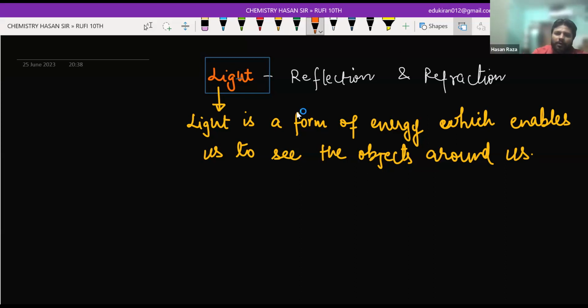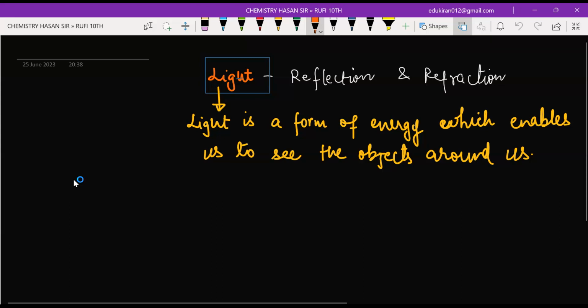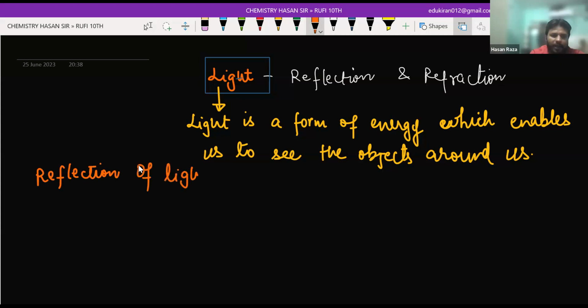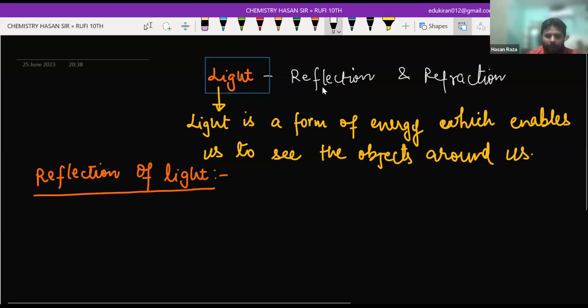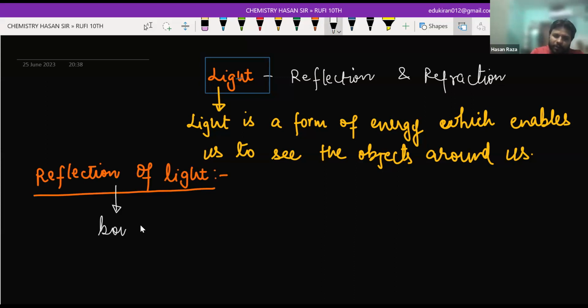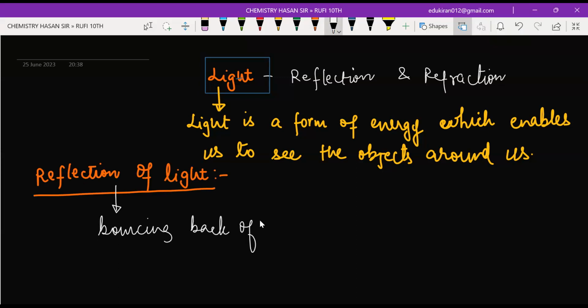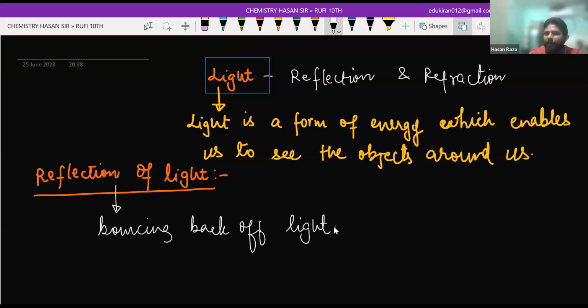Now, the next important term for this chapter is reflection of light. We studied this term in class 8th as well. You did define it correctly: bouncing back of light is called reflection of light.